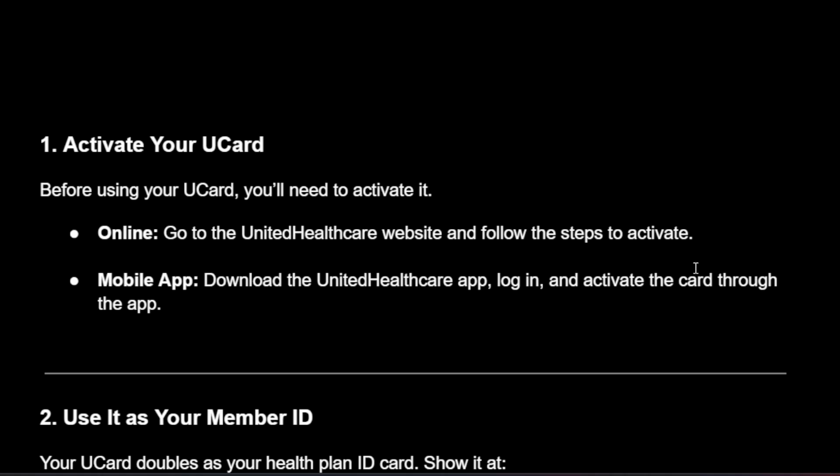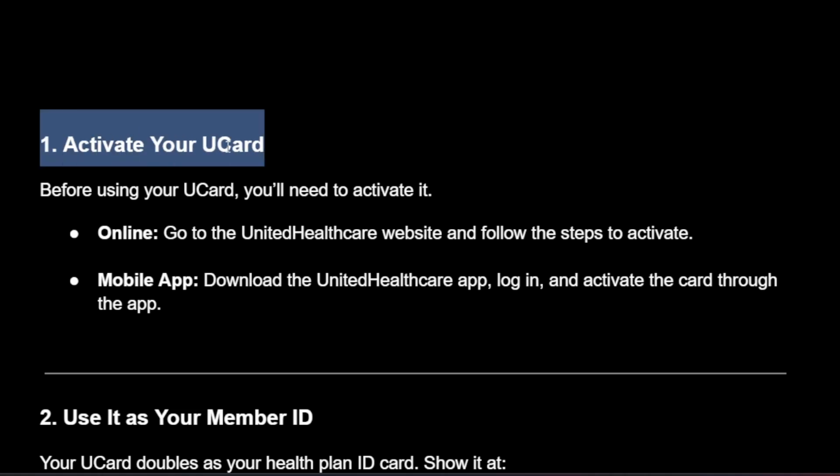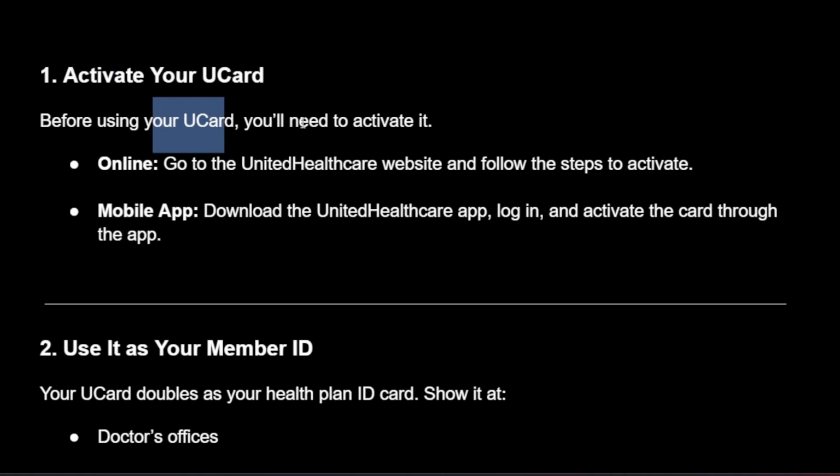How to use the UnitedHealthcare UCard, a full guide. First, you will need to activate your UCard. Before you can use it, you will need to activate it. You want to go to the UnitedHealthcare website and then follow the steps to activate. You can also do it on the mobile app. You will have to download the UnitedHealthcare app, log in and activate the card through the app.